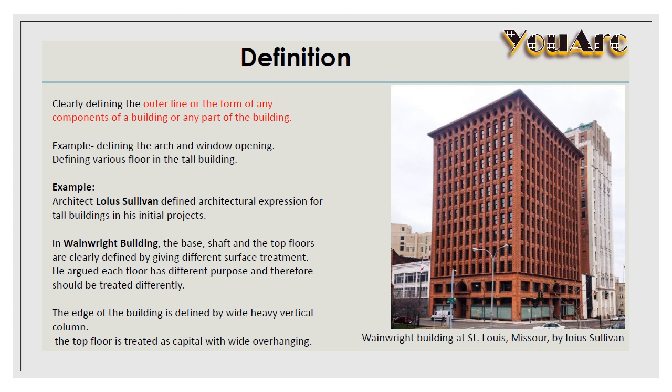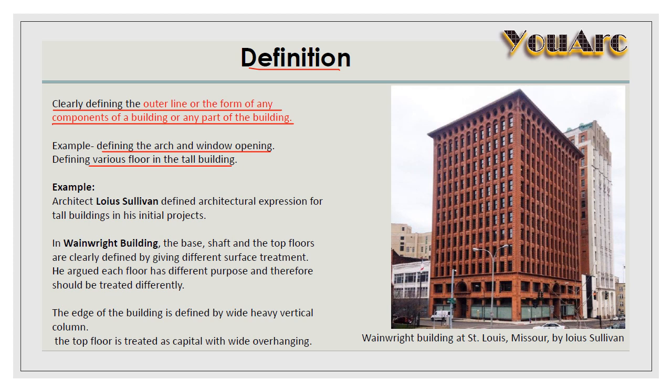Let's see what is definition. Definition is clearly defining the outline or form of any component of a building or parts of the building. Examples of definitions are defining arches, window openings, various floors of the tall building, like that.